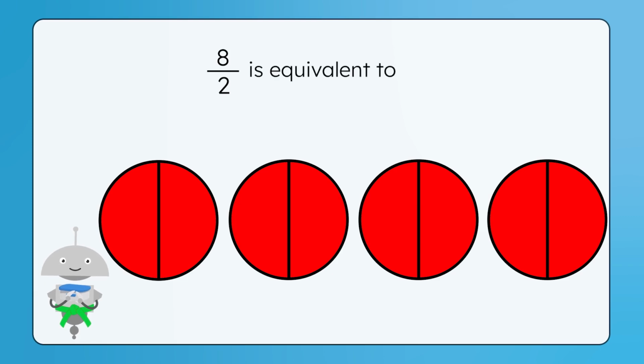How many whole apples do we have? 4. Is there a fractional part? Nope, but we can still represent it as a mixed number. How many extra halves are there? 0. So we can either represent this as the whole number 4 or the mixed number 4 and 0 halves.